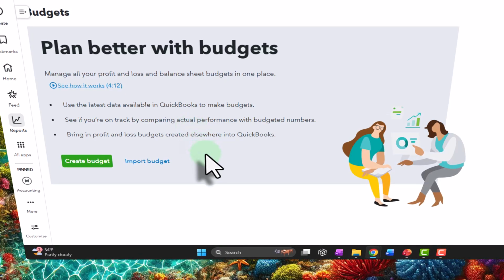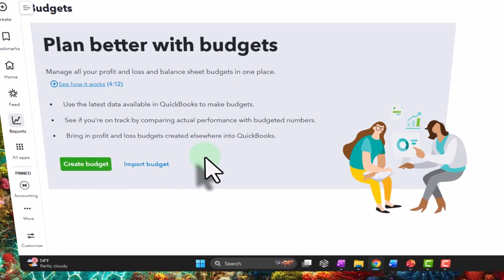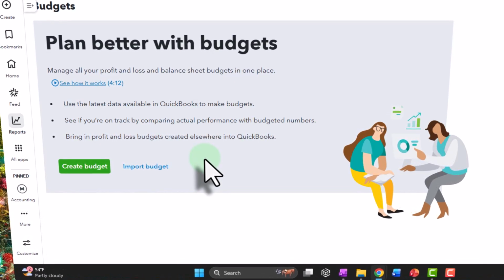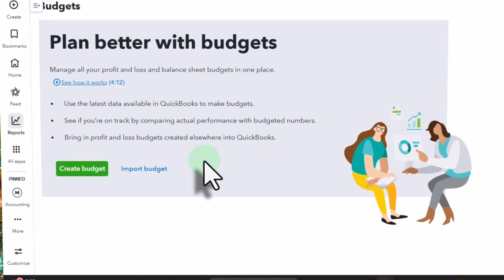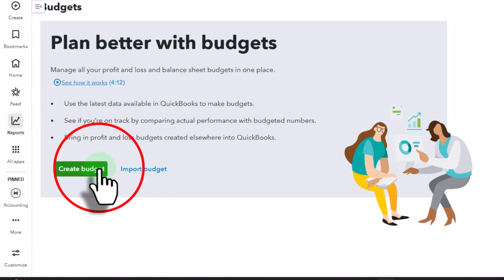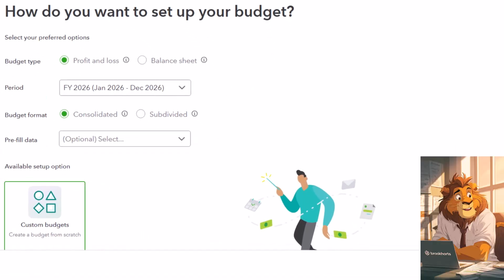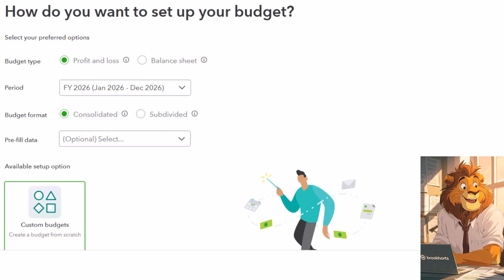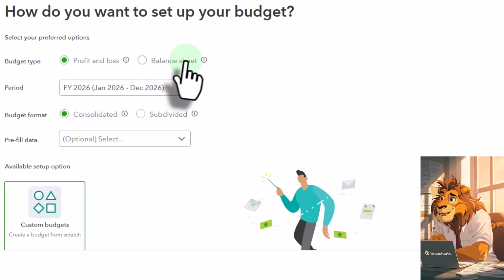Use the latest data available in QuickBooks to make budgets. See if you're on track by comparing actual performance with budgeted numbers. Bring in profit and loss budgets created elsewhere into QuickBooks. So we could import the budget here, or we can create the budget from scratch. So I'm going to take a look at creating it from scratch, and we have how do you want to set up your budget. So we have the budget types. We have a profit and loss or a balance sheet.